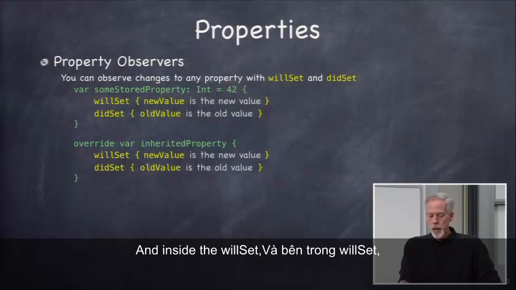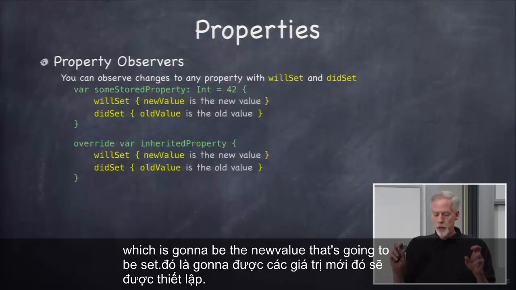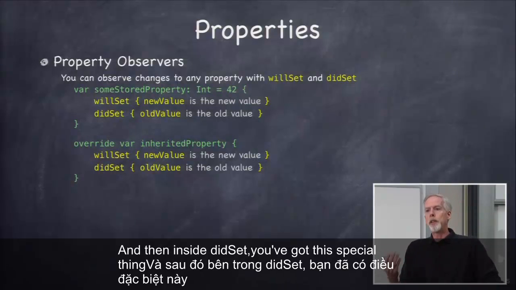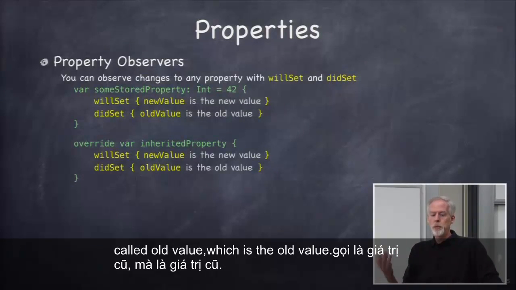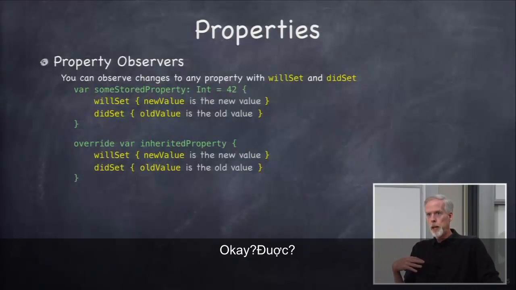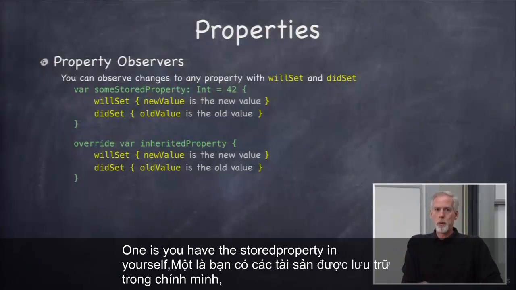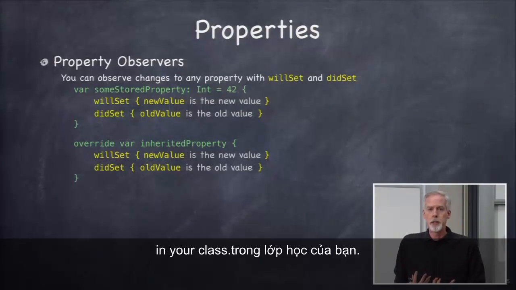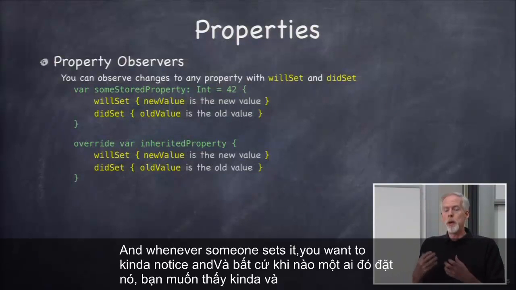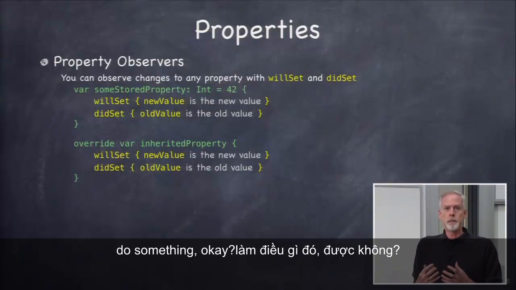Inside willSet, you have a special variable called newValue, which is the new value that's going to be set. Inside didSet, you have a special variable called oldValue, which is the old value. You use this in two cases. One is you have a stored property in your class, and whenever someone sets it, you want to notice and do something.